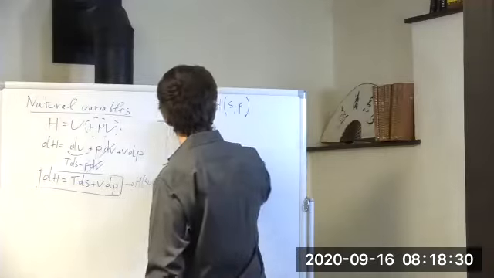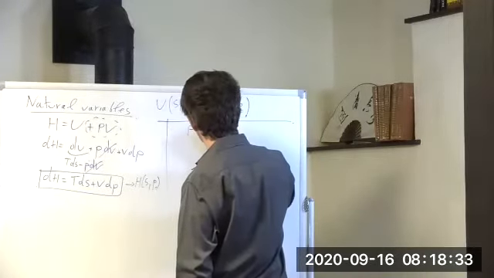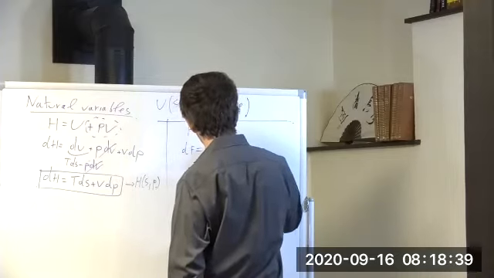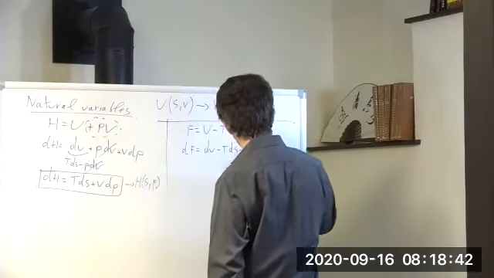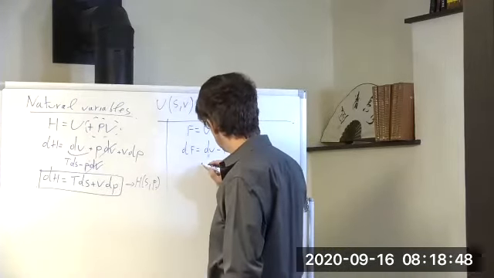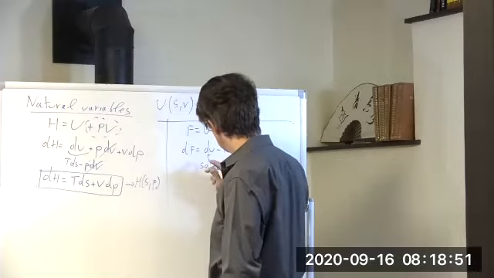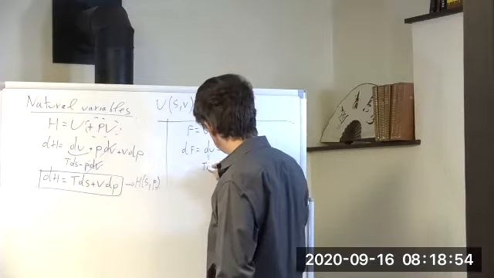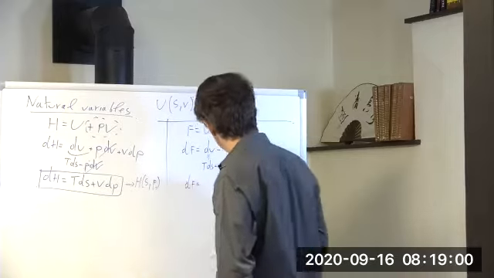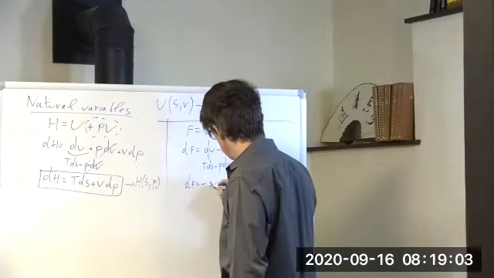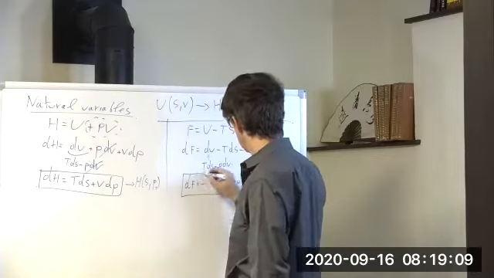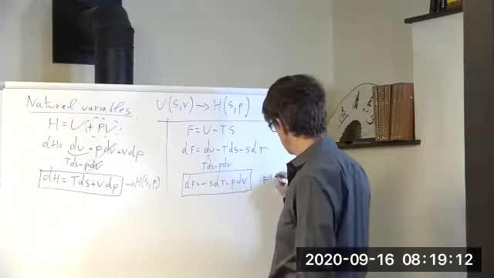So let's do this for F. So F is U minus TS. So dF is dU minus TdS minus SdT. Again, you can figure out what dU is. dU is TdS minus PdV. So that means that dF is equal to minus SdT minus PdV. Or F is a function of T and V.